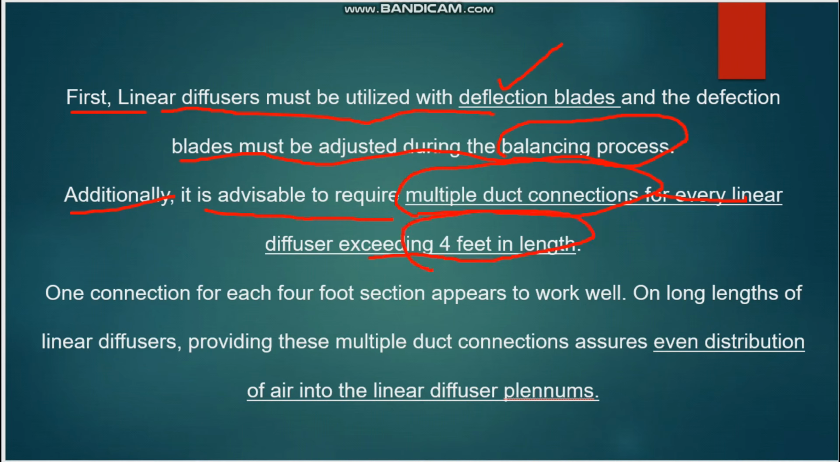This is the important thing. One connection for each 4 feet section appears to work well on long lengths of linear diffuser. Providing these multiple duct connections assures even distribution of air into the linear diffuser plenum.